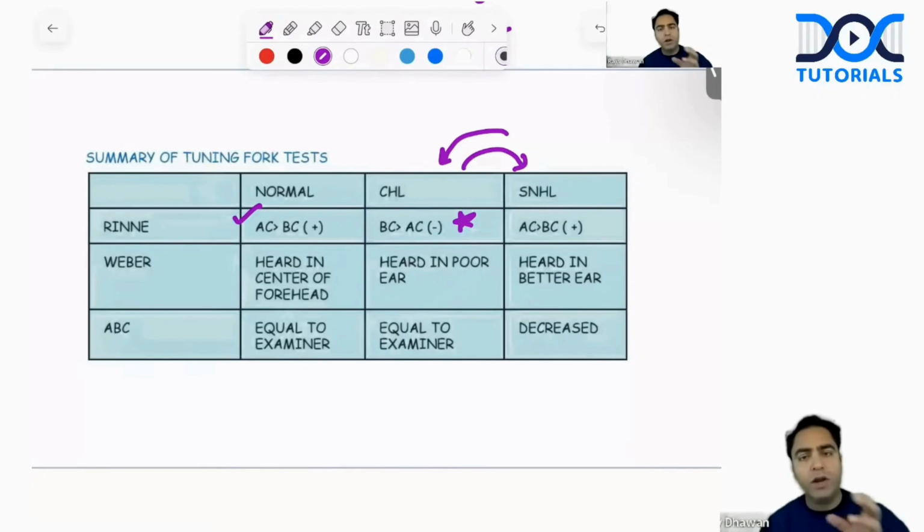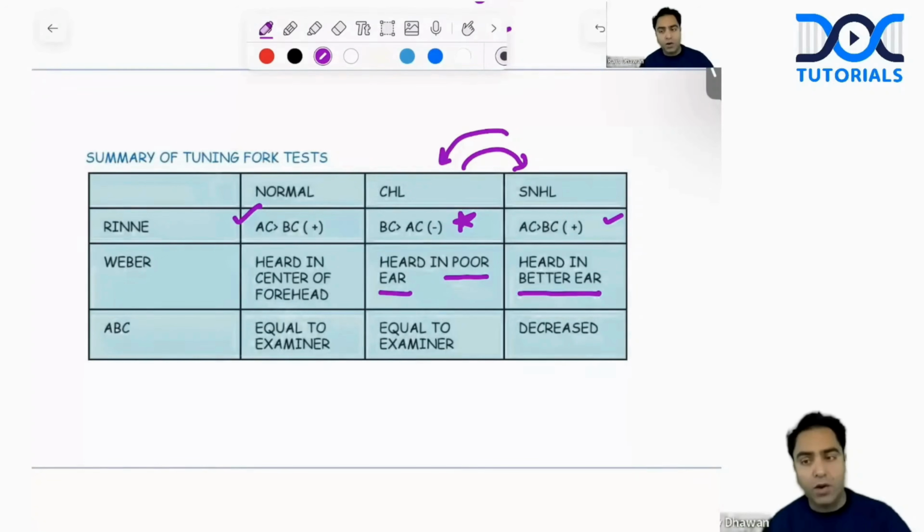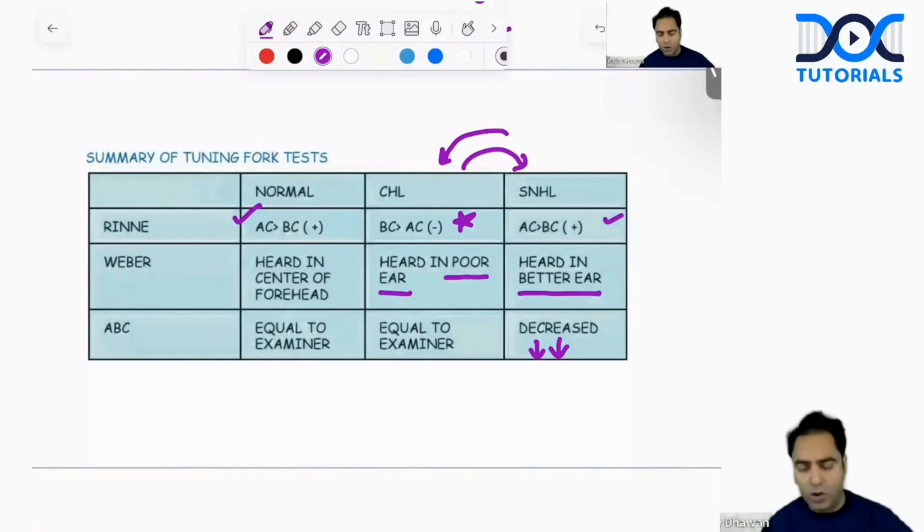So in sensory hearing loss, the Rinne will be positive. Positive means AC is better than BC. Now, Weber test is when you keep the tuning fork in the center of the forehead, where you hear the sound. In conductive hearing loss, Weber sound is heard in the poor ear, and in SNHL it is heard in the better ear. Poor ear means ear with the hearing loss, ear with the disorder. Now, ABC, absolute bone conduction, is decreased in sensory neural hearing loss.